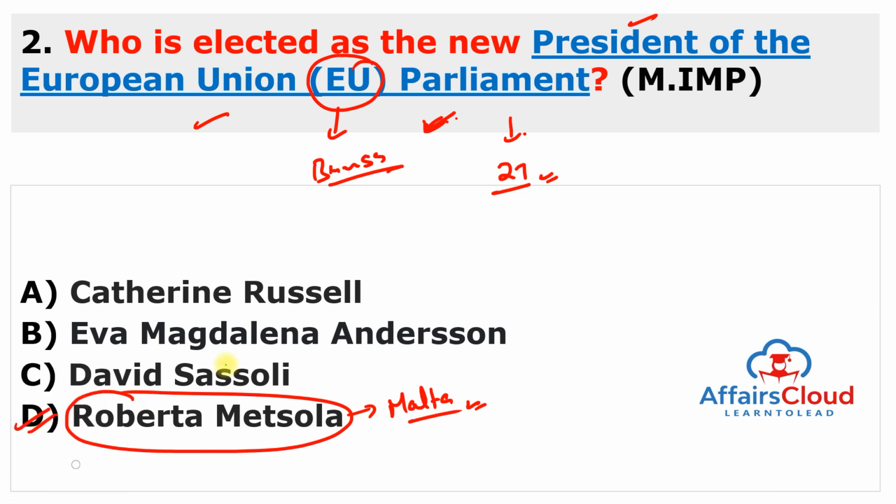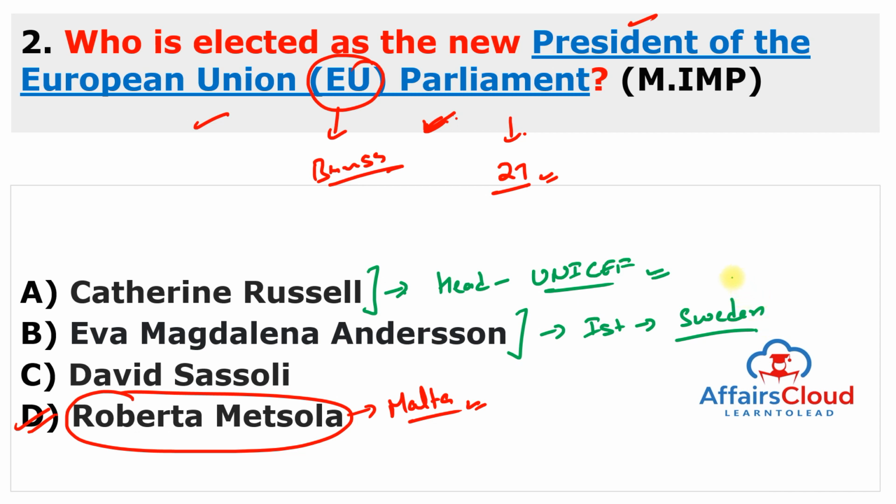But you have to remember the other options here. First you can see Catherine Russell. She was recently appointed as head of the United Nations Children's Agency, which is known as UNICEF. So you have to remember this, very important. Next is Eva Magdalena Andersson. She was appointed as the first female Prime Minister of Sweden. Next is David Sassoli. We already told you that he was the former president of the European Union Parliament. He recently passed away. So that's why this question is most important.